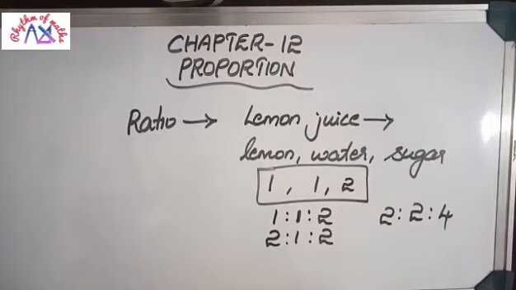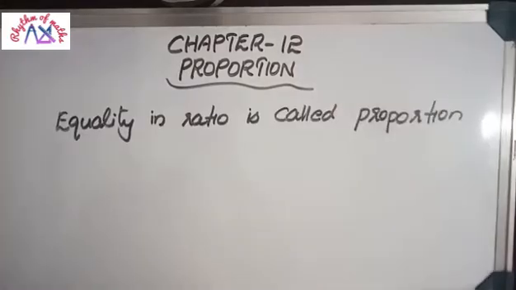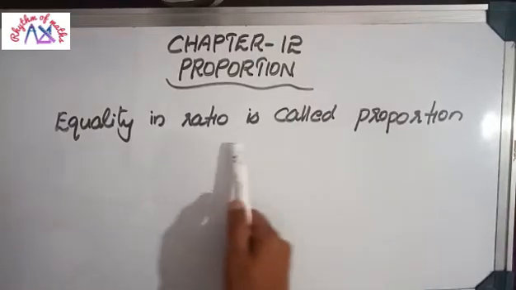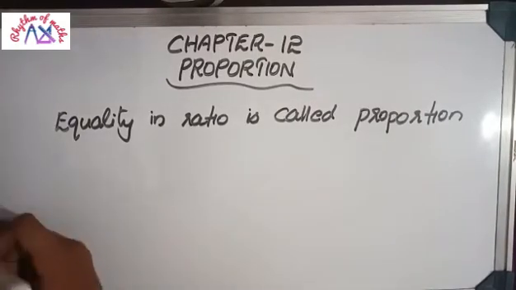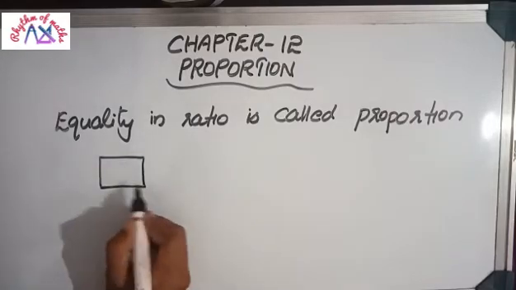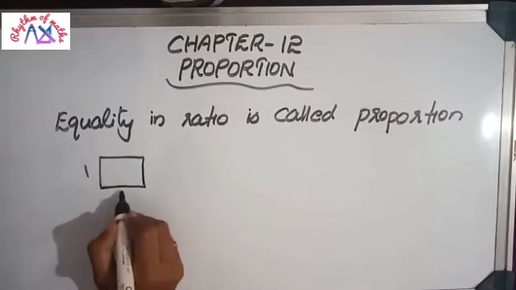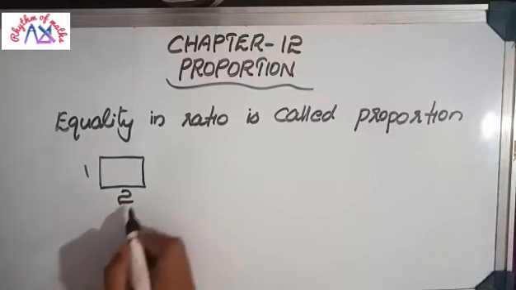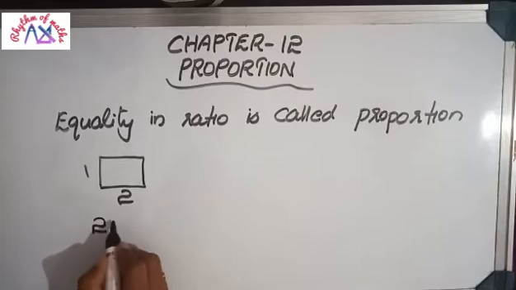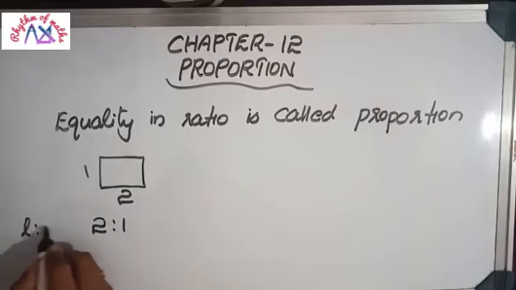Now here we are going to learn about proportion. Proportion means equality in ratio. Equality in ratio is called proportion. What do you mean by equality in ratio? Let's consider an example. Here a small rectangle, the length and breadth is 1 and 2. Length is 2, breadth is 1. So here ratio will be what? 2 is to 1. Length and breadth in the ratio 2 is to 1.